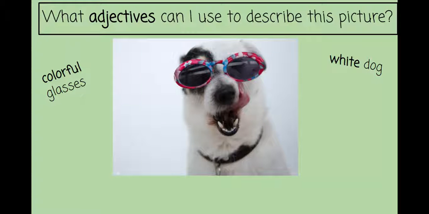The next thing I notice is the dog's tongue. So a word that I would think of to describe this tongue is that it is very long. So there's a long tongue that I see in the picture. The next thing that I notice is around the dog's neck, there is a collar. So if I want to add an adjective to describe that collar, I could tell the color of it. And the collar is black. So black would be the adjective to describe the collar.